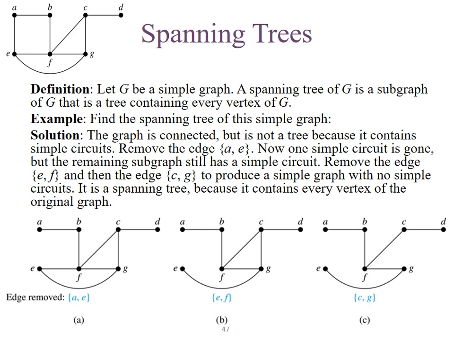But the definition for the spanning tree is a subgraph of G that is a tree and contains every vertex of G. So how to make this graph to be a tree, containing every vertex in this graph? That will be the definition of spanning tree. If you discover the secret of a spanning tree, that means we need to break or remove the simple circuits from the graph while we maintain all vertices within this tree. Then we can create a spanning tree.